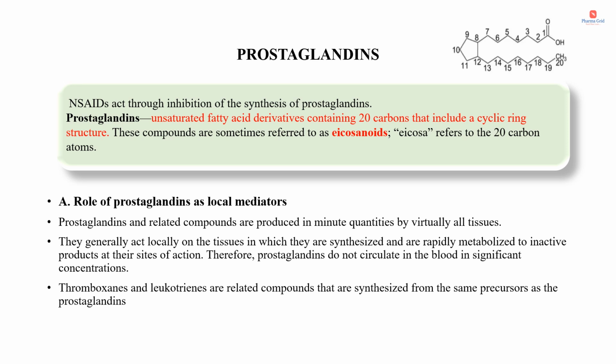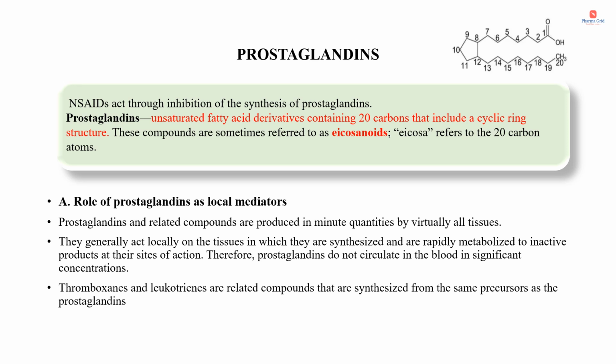These prostaglandins consist of fatty acids and are present in all tissues of the body, including the skin, stomach, and lungs. More specifically, these prostaglandins are unsaturated fatty acid derivatives containing 20 carbons that include a cyclic ring structure. These compounds are sometimes referred to as eicosanoids, where icosa refers to the 20 carbon atoms.